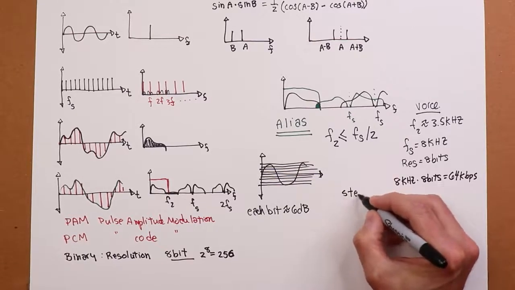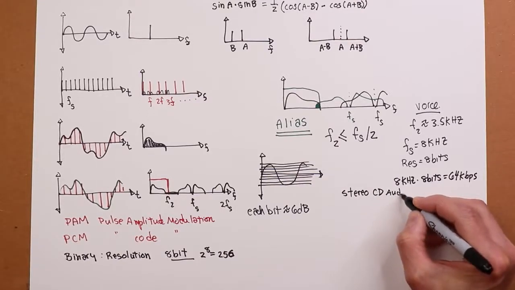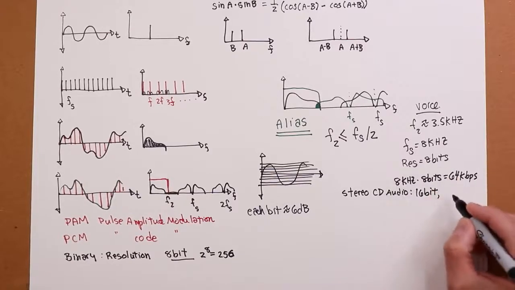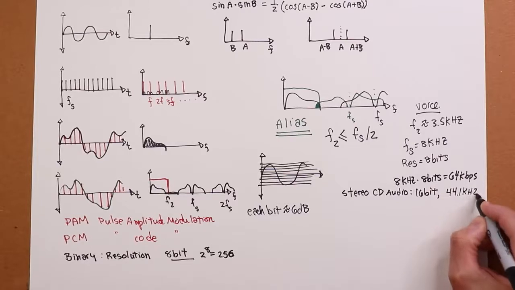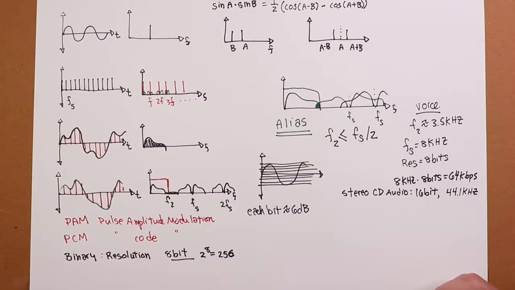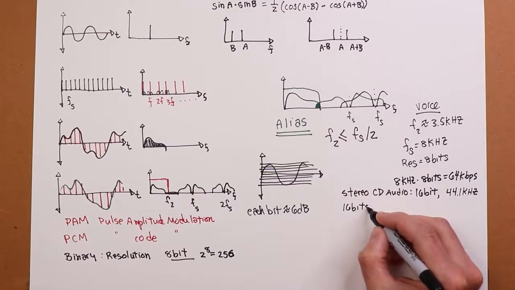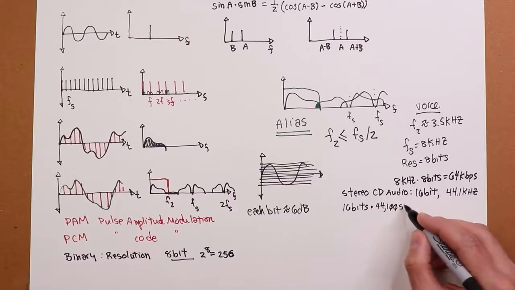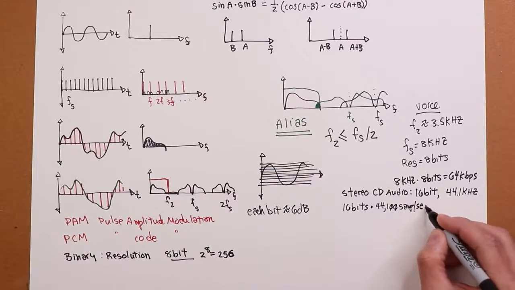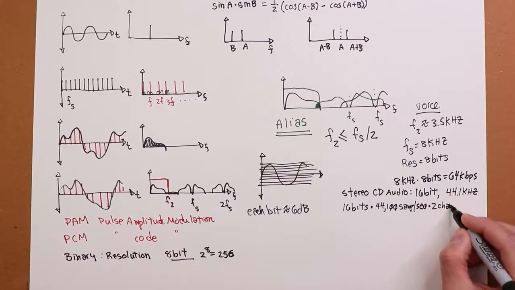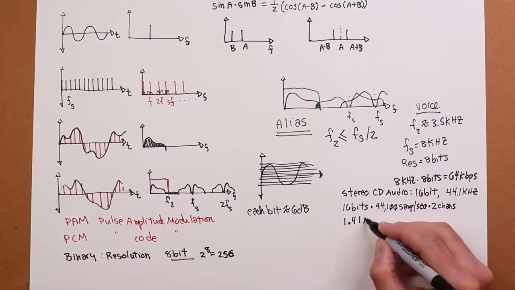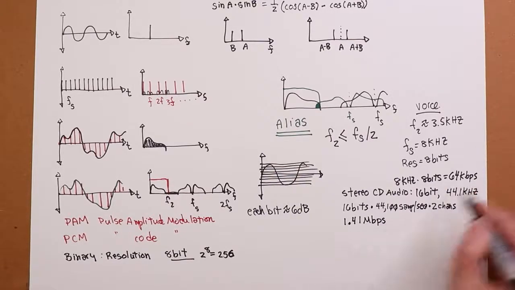Compare that to stereo CD audio. All right, so that uses 16-bit resolution. Of course, it also has two channels, stereo. And the sampling frequency is 44.1 kilohertz. Now, if you multiply that out, okay, so if you say I have 16 bits per measurement, per sample, I have 44,100 of those samples per second. And we also, by the way, have two channels. You multiply this whole thing out, and you're looking at approximately 1.41 megabits per second. Right, so there's a considerable difference between these two things, right?